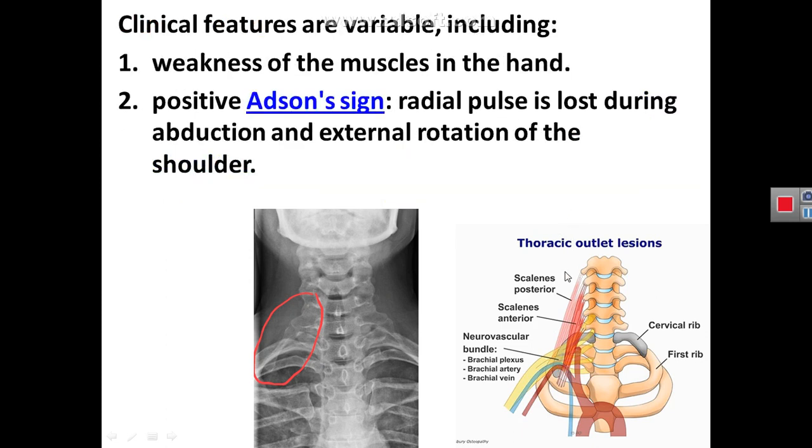This syndrome is therefore characterized by weakness of the muscles of the hand. These muscles are supplied by the lower trunk of the brachial plexus, and pressure on this lower trunk leads to weakness in these muscles. Or there may be absence of radial pulsation when the arm is abducted and laterally rotated, or externally rotated, a sign which is usually described as Adson's sign, indicating a cervical rib.